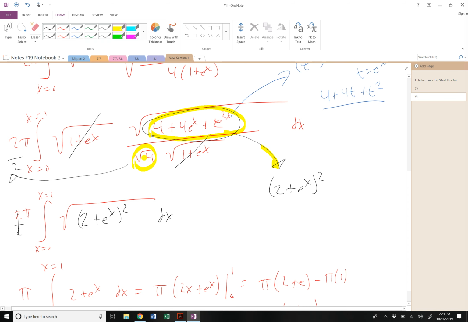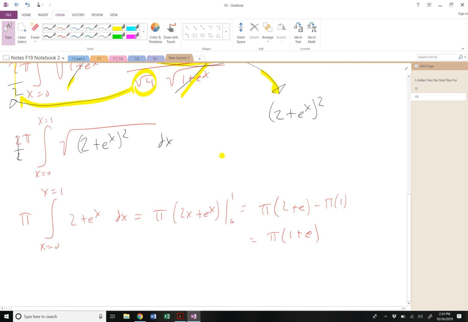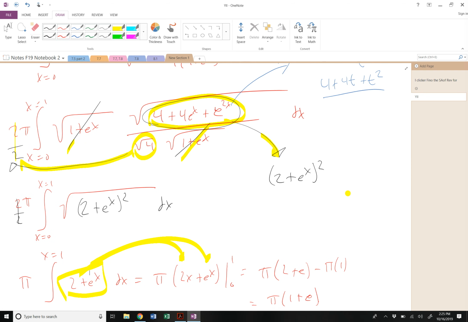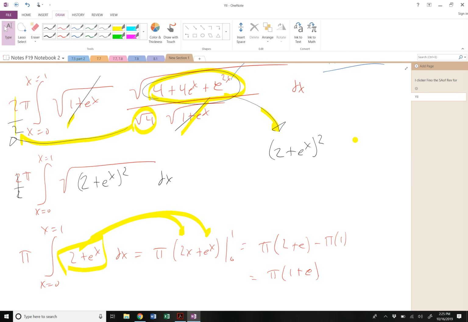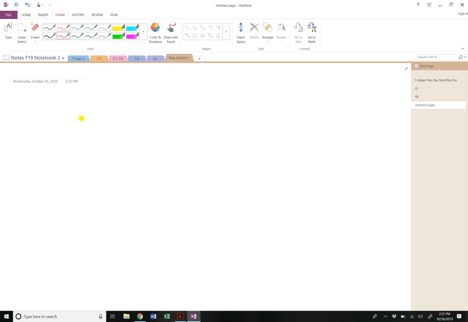The square root of 4 I pulled out divides out with my 2 over there. My square root here and in the denominator cancel out, so you end up with something that's really nice. The square root of a perfect square simplifies to just this, and those are about the easiest antiderivatives to find, and you can finish off from there. So, any questions about this? All right. Let's do another one.